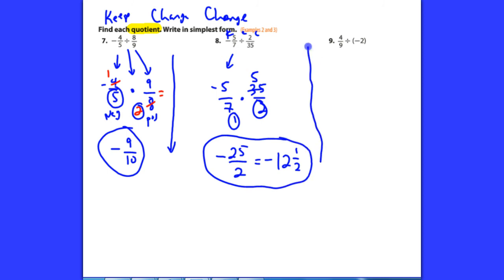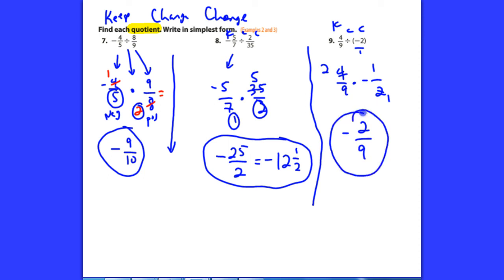All right, let's hit number 9 here. Keep, change, change. Because it's division. So we keep 4/9. We change divide to multiply, and we change that to its reciprocal. The reciprocal of negative 2 is negative 1/2. Remember, that bottom number is 1. All right, now you just multiply. There's a common factor. 2 goes into 4 twice. 2 times 1 is 2. It's negative because I have a negative times a positive. 9 times 1 is 9. Negative 2/9. All right, how about that?